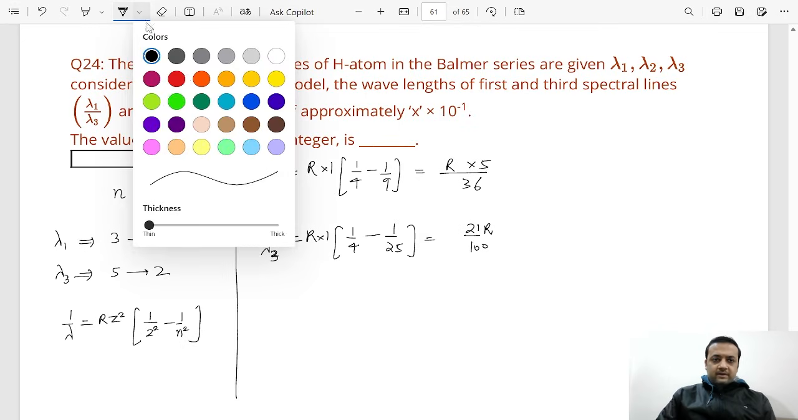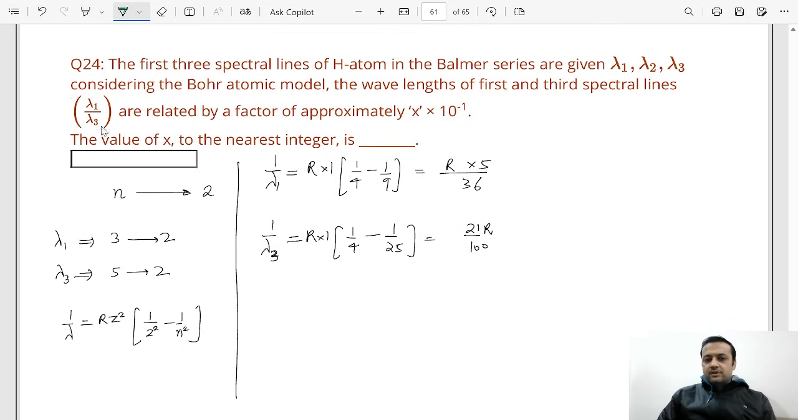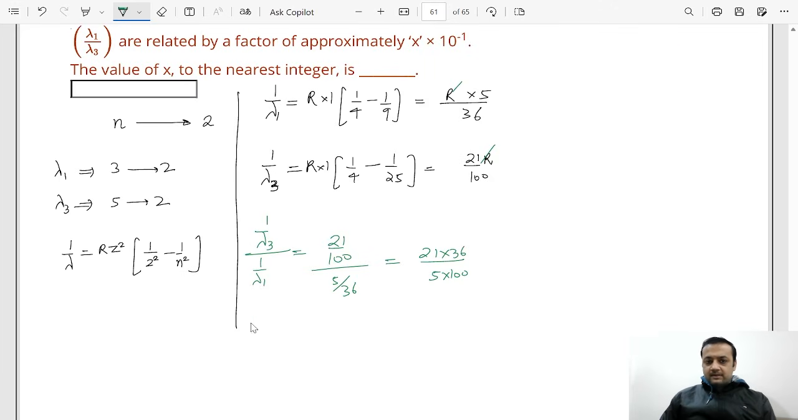Okay, so what we have to find is the ratio of lambda 1 by lambda 3. So if I divide this equation by this equation, 1 by lambda 3 upon 1 by lambda 1, you can see r and r will get cancelled. 21 upon 100 upon 5 by 36. So this becomes 21 into 36 upon 5 into 100. So lambda 1 upon lambda 3 is equal to 21 into 36 upon 5 into 100.